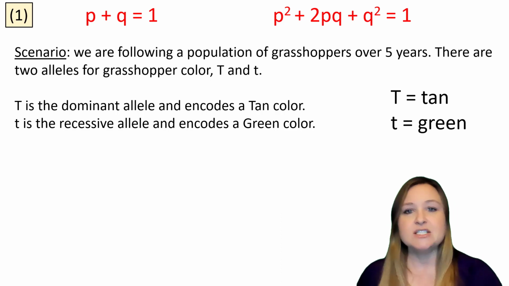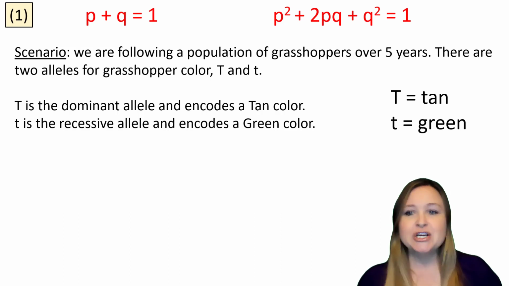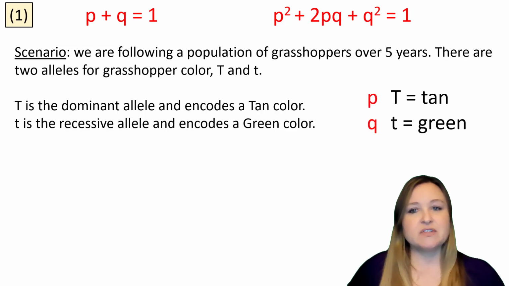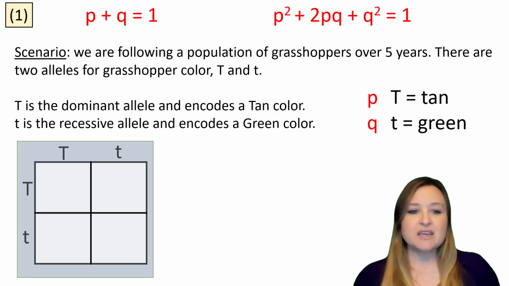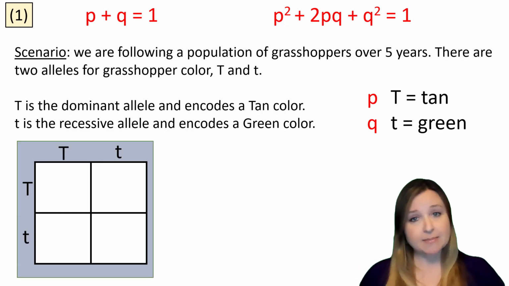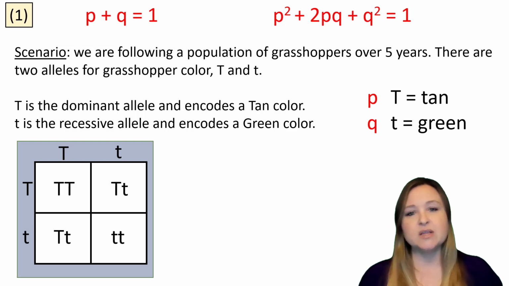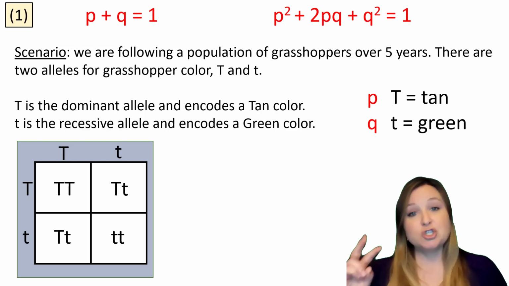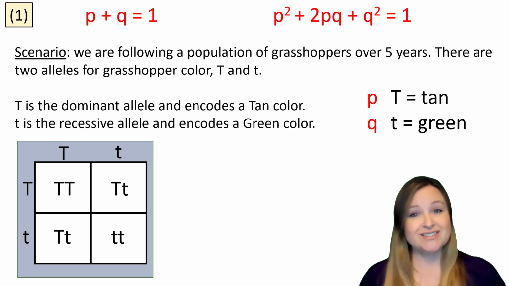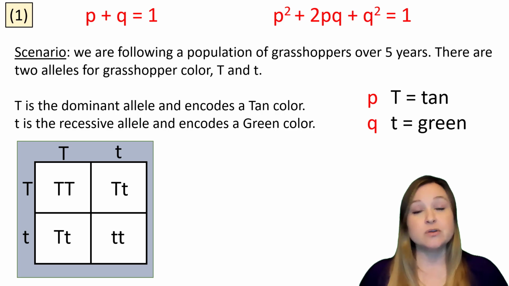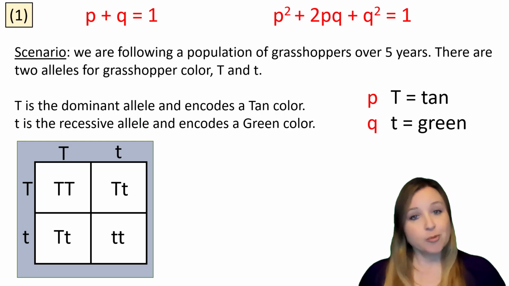We need to change this into the speak of Hardy-Weinberg. So big T, the dominant allele, is P. And little t, the recessive allele, is Q. So when we think about how big T and little t can come together within the population, if we have heterozygous individuals, we know that we can end up with big T, big T. We can end up with two heterozygous options, big T, little t, and big T, little t. And then 1 out of 4, or 25% of our options are going to be little t, little t.